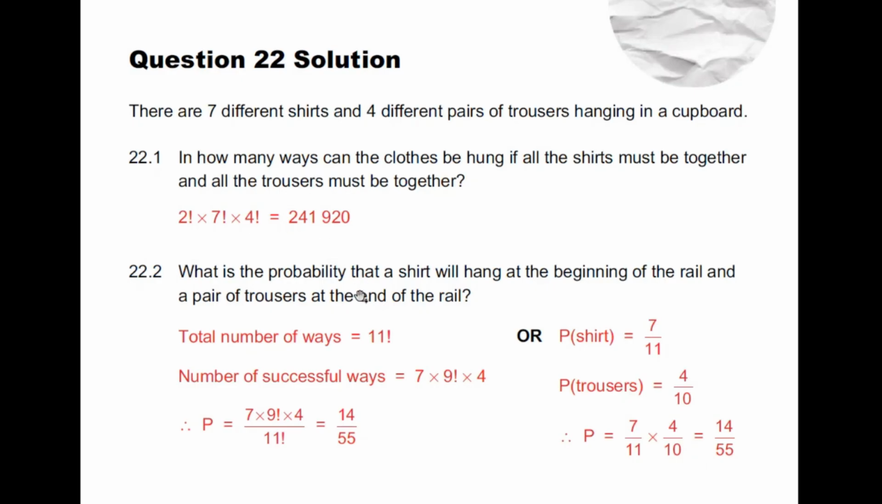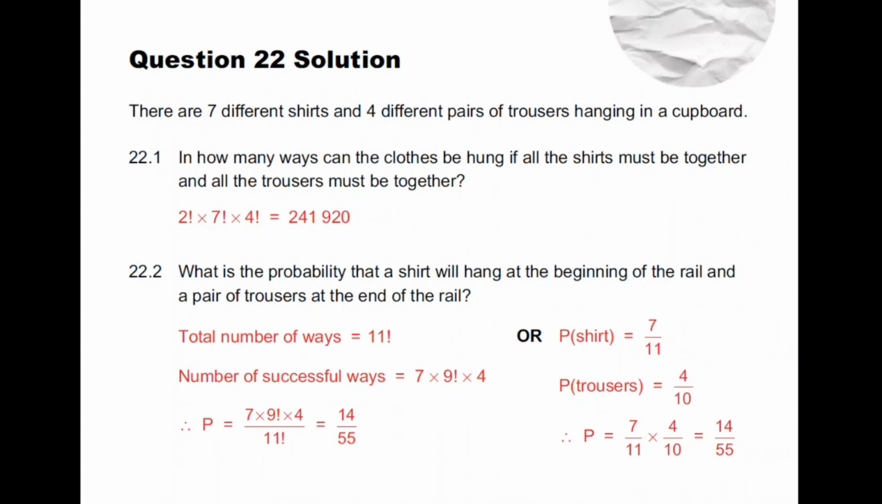Okay. What's the probability that a shirt will hang at the beginning of the rail, pair of trousers at the end of the rail? Well, the total number of ways I can arrange 11 things is 11 factorial. How many successful ways can I do it? Well, if a shirt must be at the beginning, then I must have 7 things in the beginning. Okay, so there's 7 choices. Trousers at the end, so there are 4 possibilities.